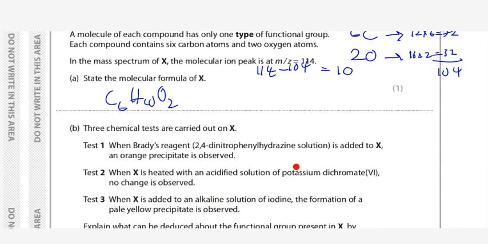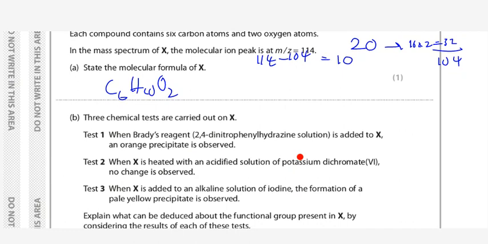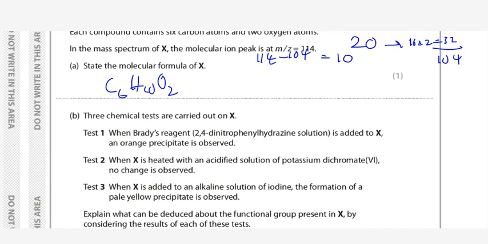3 chemical tests were carried out on X. Test 1 is 2,4-DNP. An orange precipitate is formed. That confirms the presence of an aldehyde or a ketone group. When X is heated with acidified solution of potassium dichromate, no color change. That means it's a ketone. If it's an aldehyde, the color change will take place because the aldehyde is oxidized to carboxylic acid, so the oxidizing agent itself undergoes reduction. But it's a ketone, so further oxidation will not take place.